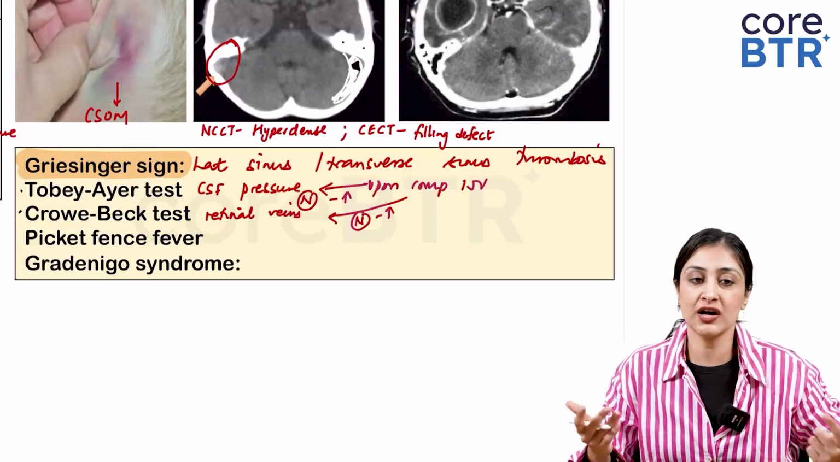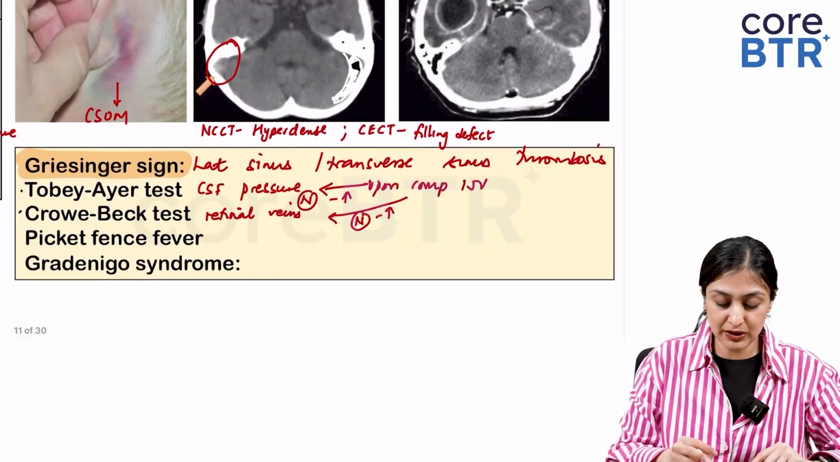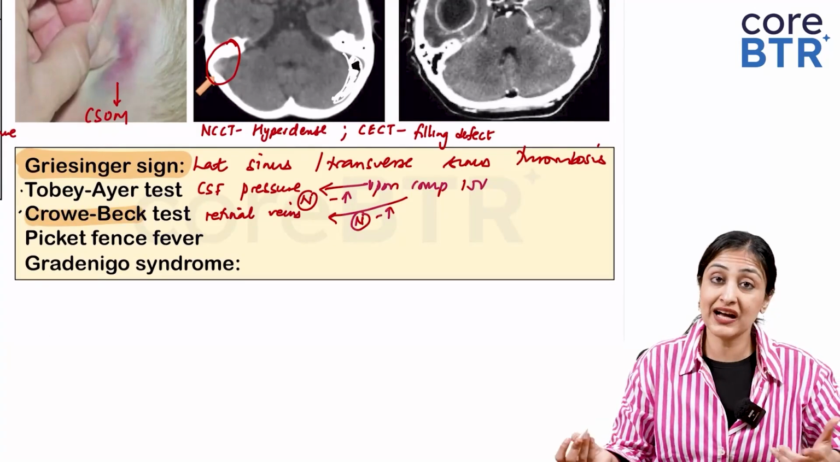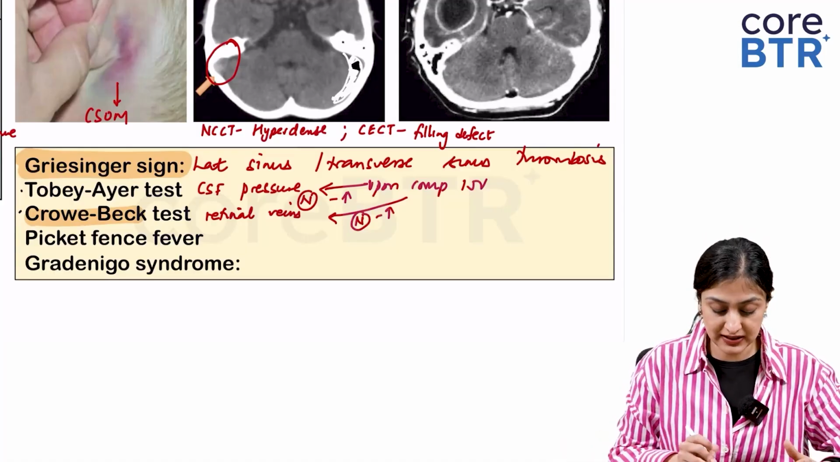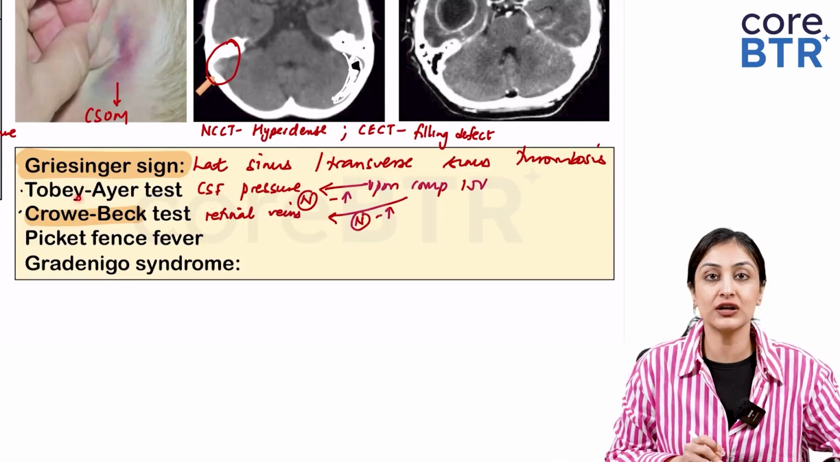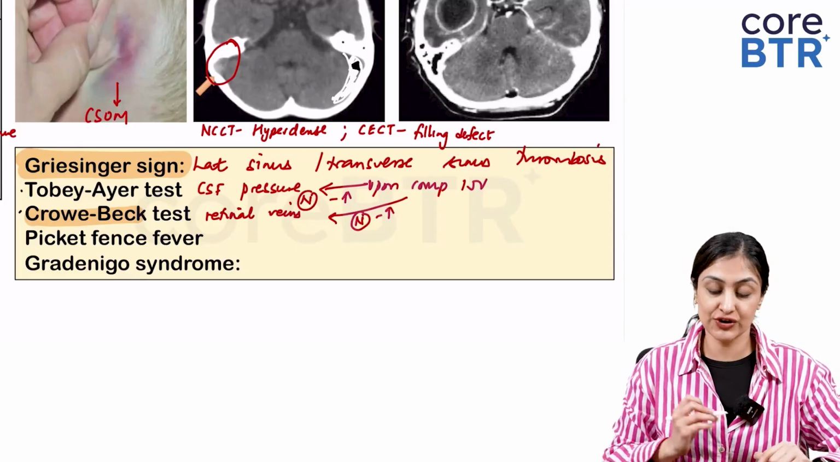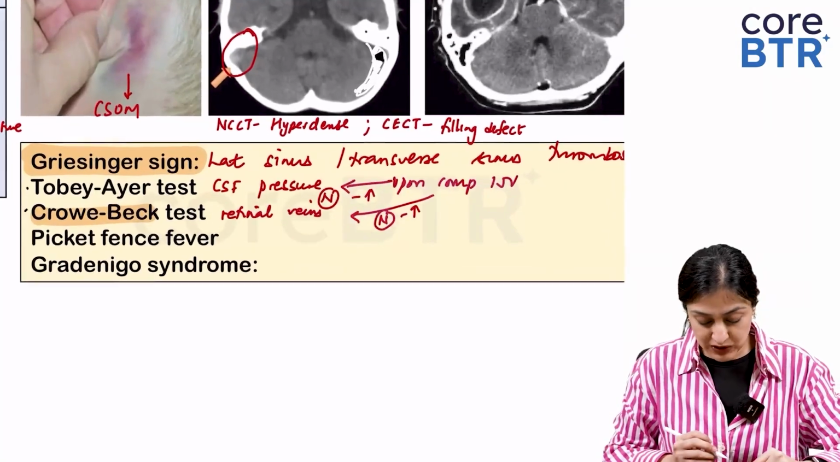Right? So these are not done, just mentioned for completeness' sake. So remember, Crowe-Beck is for the eye. Whereas Tobey-Ayer, the name has an I in it, but it is not for the eye. So Tobey-Ayer is for CSF. Crowe-Beck is for retinal veins. Okay, so that's what I have to remember.